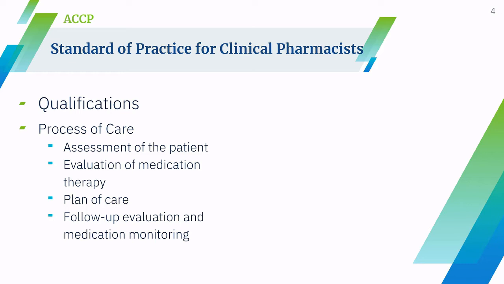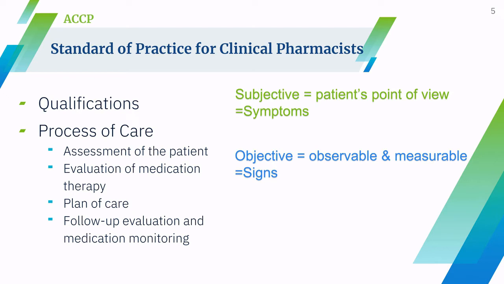The clinical pharmacist's process of care comprises the patient assessment, evaluation of medication therapy, development and implementation of a plan of care, and follow-up evaluation and medication monitoring. The clinical pharmacist assesses medication-related needs by reviewing the medical record using a problem-oriented framework, for example, interpreting and analyzing subjective and objective information, to determine the clinical status of the patient. Subjective data are information from the patient's point of view, symptoms, including feelings, perceptions, and concerns obtained through interviews. Objective data are observable and measurable data, signs, obtained through observation, physical examination, and laboratory and diagnostic testing.